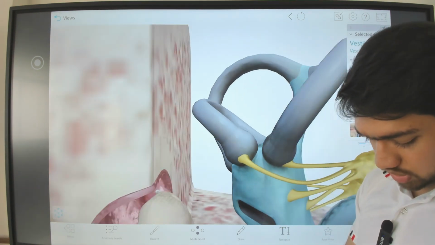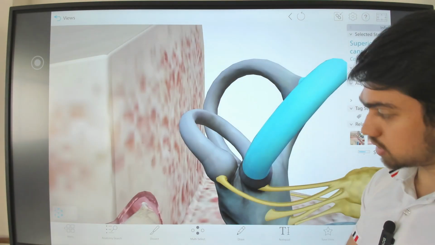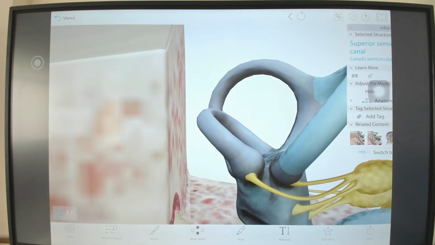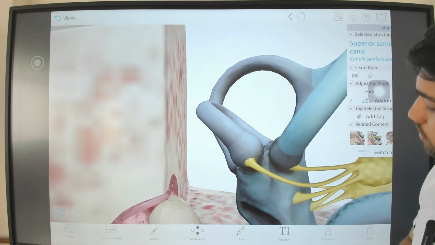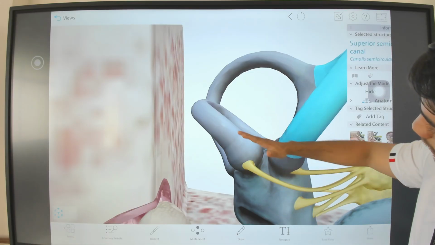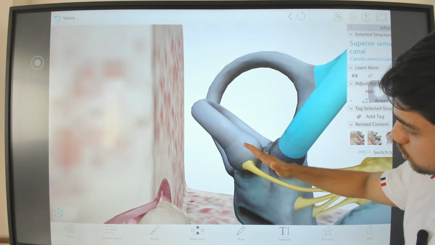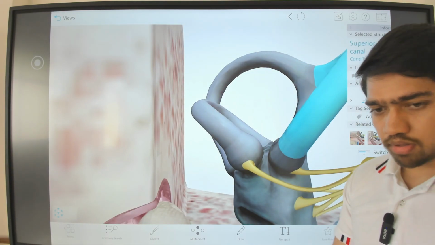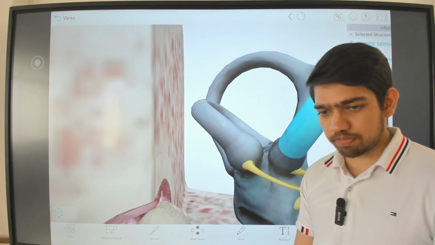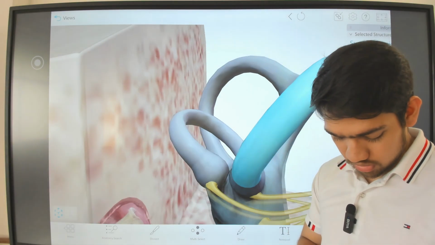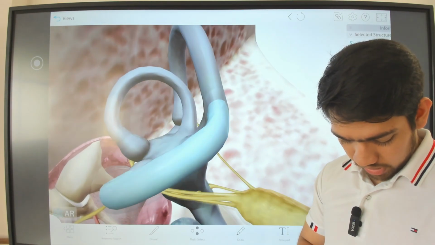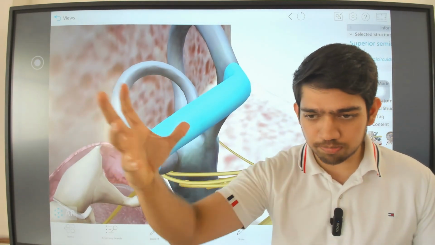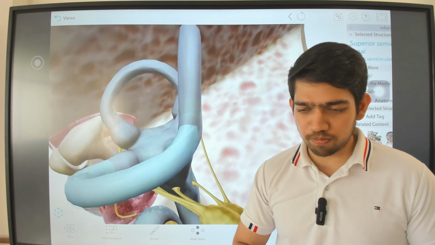Connected to this vestibule, you have your three semicircular canals. So 1, 2 and 3. Can you see? If we draw a graph, it's like the x-axis, the y-axis and the z-axis, the three planes of space. So the semicircular canals are located so that they cover all three planes of 3D space.